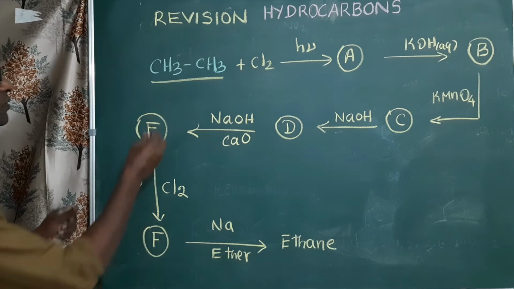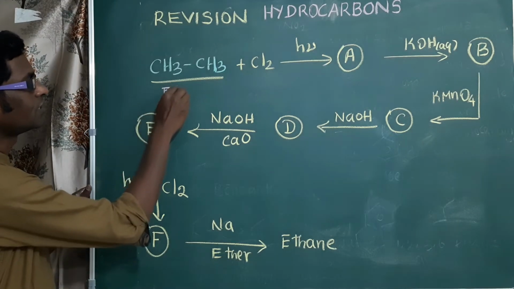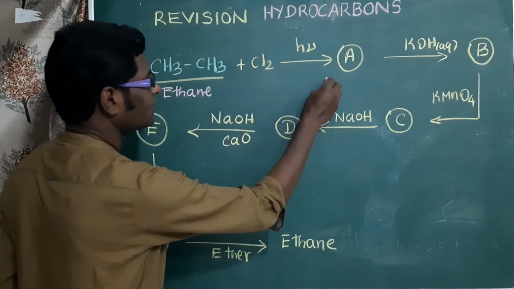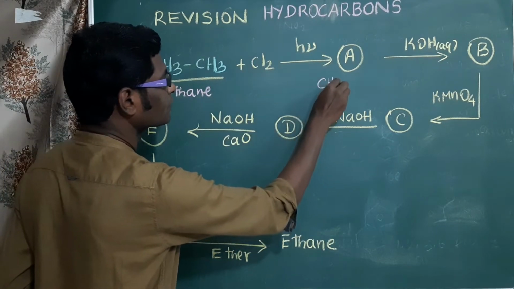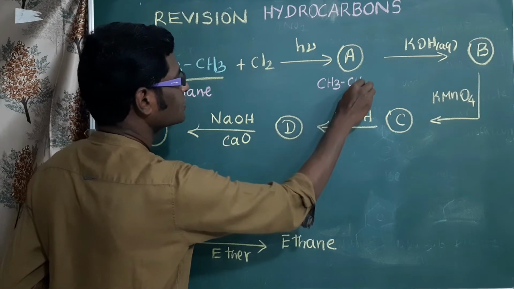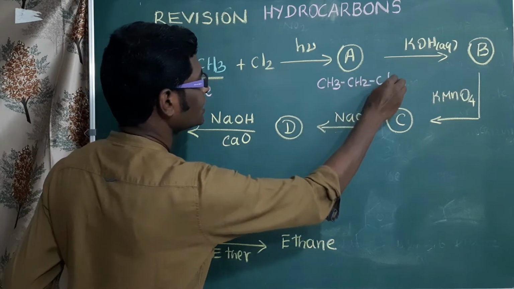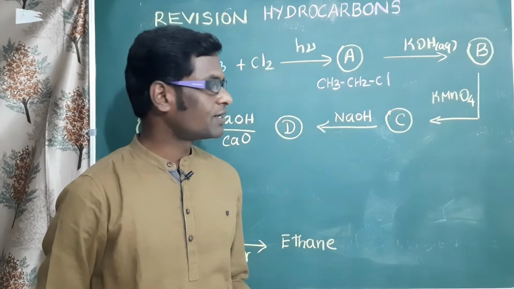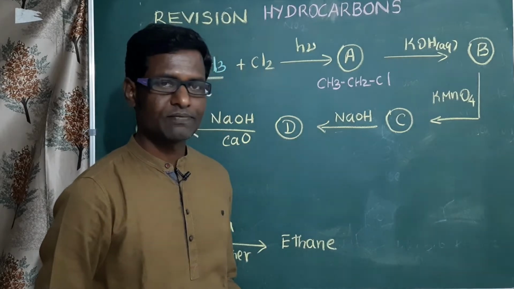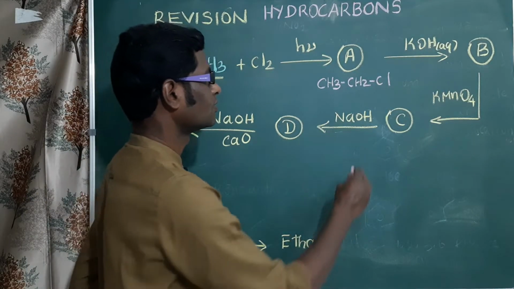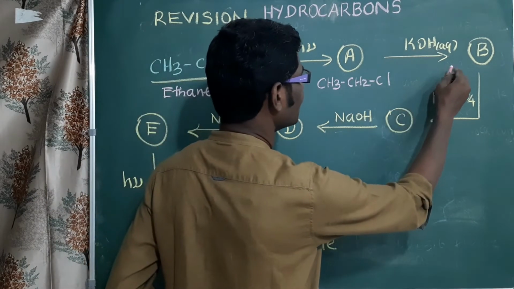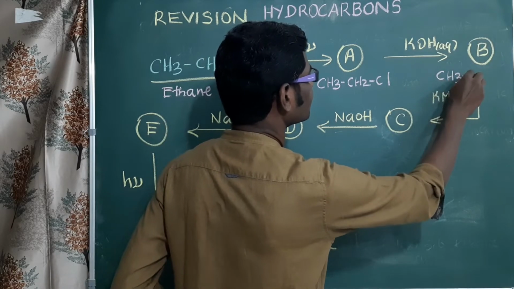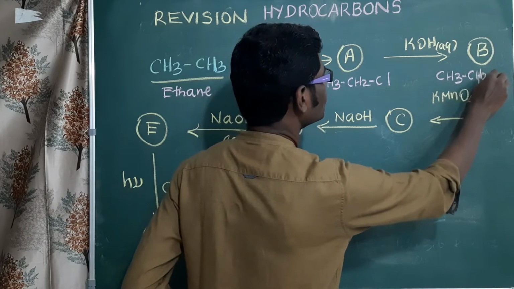We all know when ethane is treated with chlorine in presence of light, we will get chloroethane, CH3CH2Cl. So A is chloroethane. When haloalkane is treated with aqueous KOH, we will get alcohol. Chlorine will be replaced by OH, we will get ethanol. So B is ethanol, CH3CH2OH.